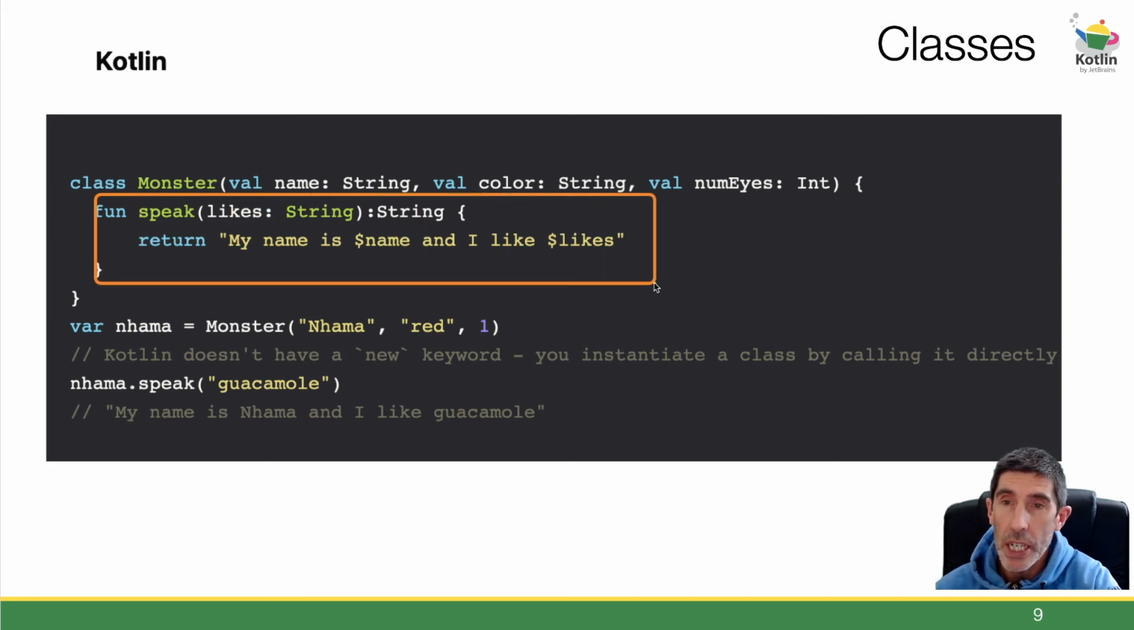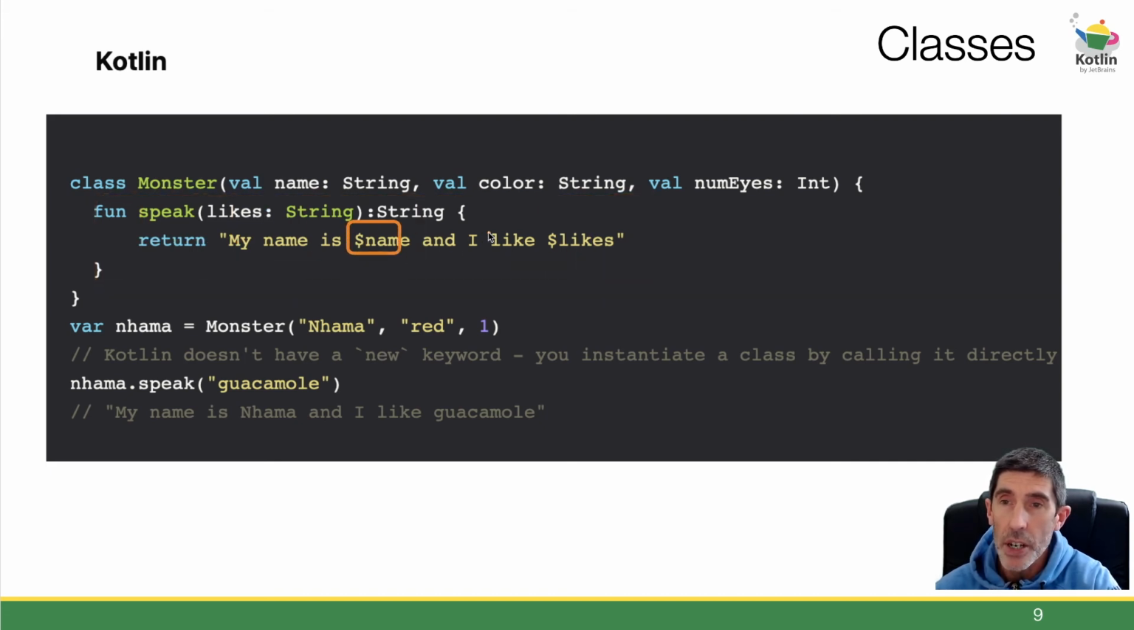Again, a string interpolation going on there, just accessing $name, $likes. And the one point to note, when we create an instance of it, there's no new keyword. We just go straight to the class name and then pass in the parameters as we need. And the function call is the same as it would be in JavaScript and even Java for that matter.